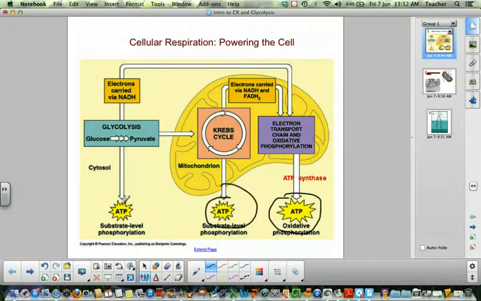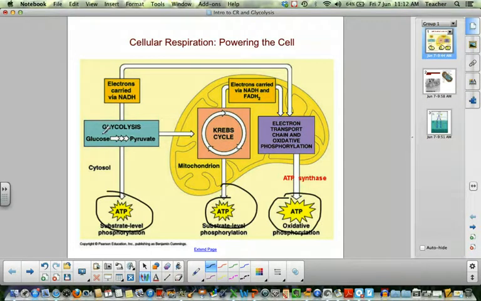Okay, so the cell needs this ATP to help fuel cellular processes. Without ATP, it can't do anything, from building proteins or sugars or whatever it needs to do, to transporting things across the cell membrane. Every individual activity that the cell does that requires energy requires ATP in order for that to happen. So keep that in mind throughout this process, that the whole idea behind this process is to create that ATP.